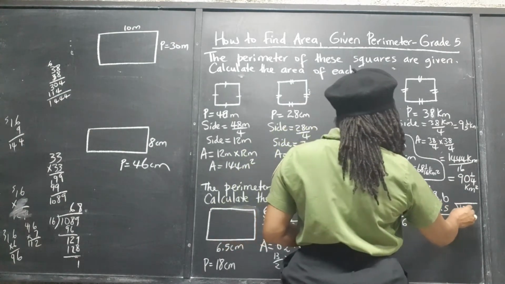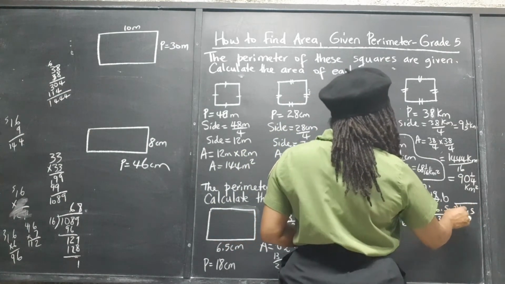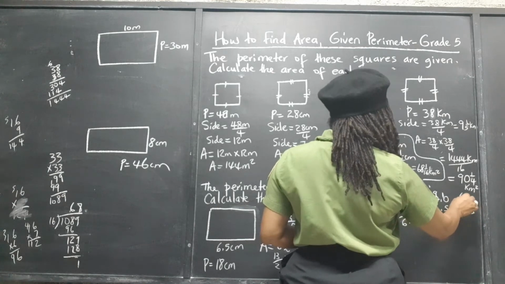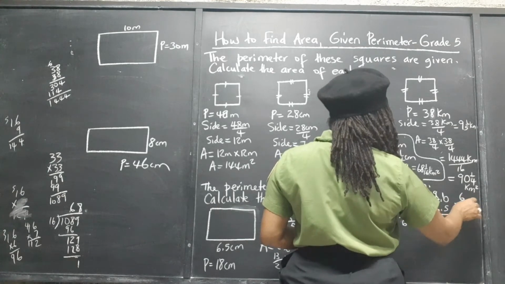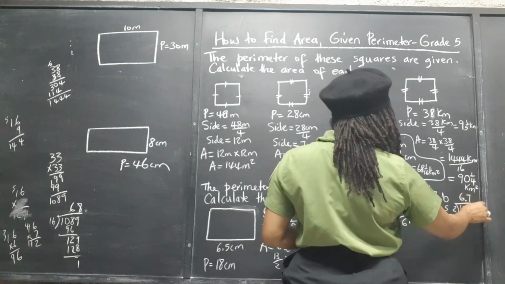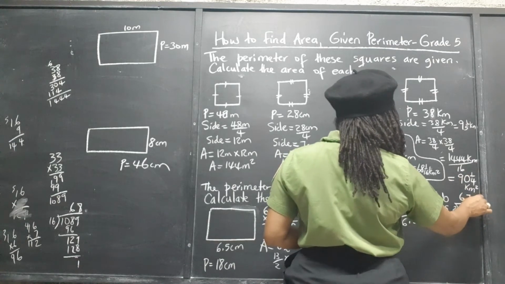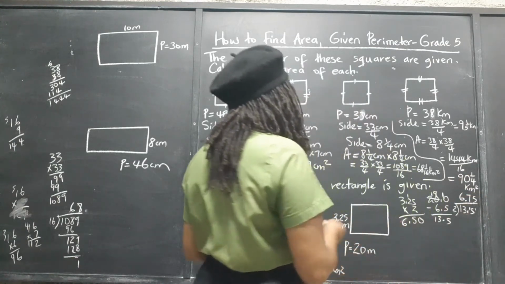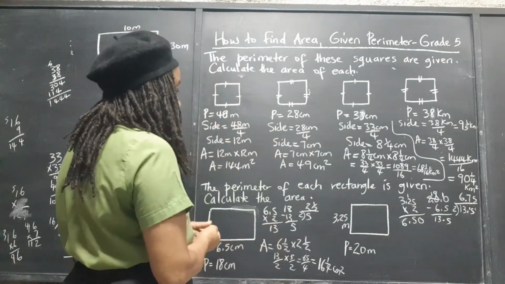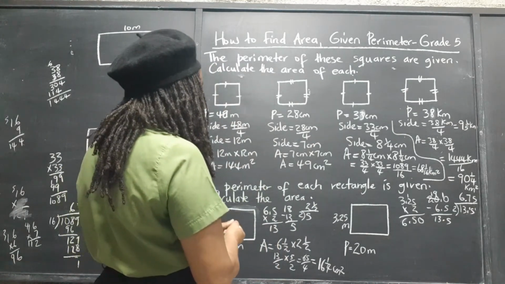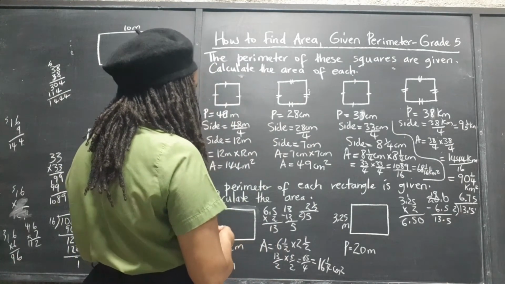So 13.5 divided by 2: 2 into 13, 6 times, remainder 1. 2 into 15, 7 times, remainder 1, and 2 into 10, 5. So the length is 6.75 or 6 3/4, and the width is 3.25.